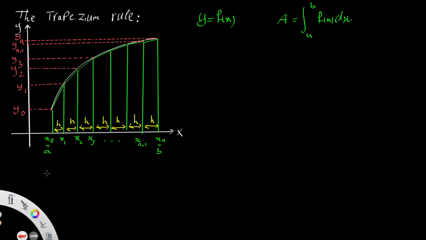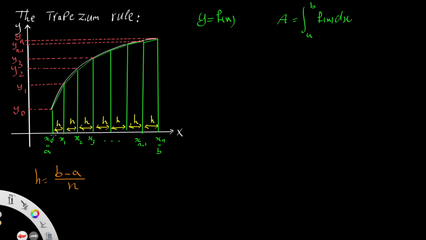How? By having h, which is the width of these trapeziums that we have made, by dividing the whole interval from a to b, so b minus a divided by n. So we subdivide the whole interval from a to b into n intervals, and for each interval the width is b minus a over n, denoted by h.